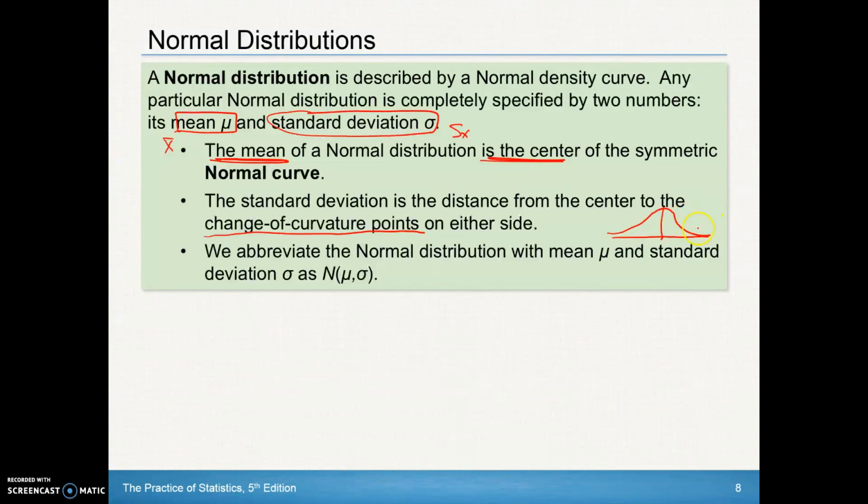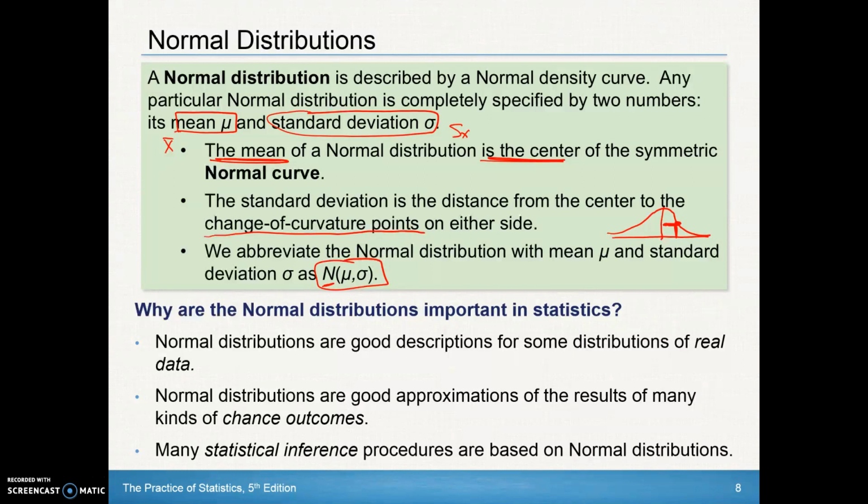The standard deviation would be that distance to right about here. Okay? Because this is kind of where that curvature is going down, and this is kind of where this curvature here is going up. It's kind of this midway point right here where the curve, this is curving downward, this is curving upward. And this distance right here, from there to there, is our standard deviation. And we quickly abbreviate this when we describe a normal distribution like this. So we say this is a normal curve with mean, mu, and standard deviation, sigma.